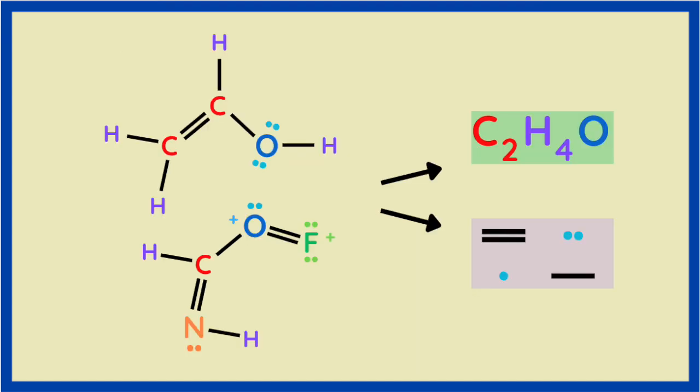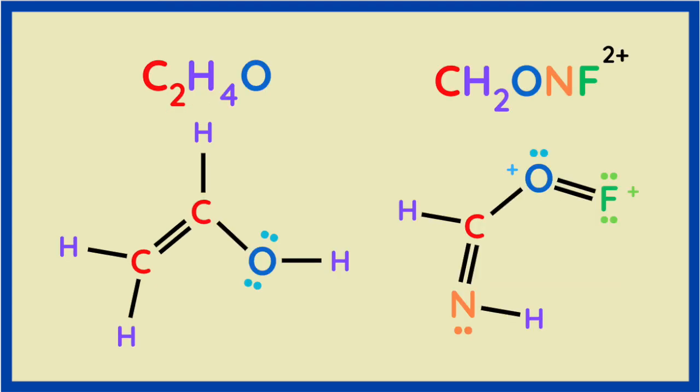There's actually two ways we can compare valence electrons, using the molecular formula or the stick and dot method. For this video, we'll use the molecular formula pathway, and at the end, I'll link a video on the screen and in the description to show you the stick and dot method. This molecule has a molecular formula of C2H4O, and this one is CH2OF2+.